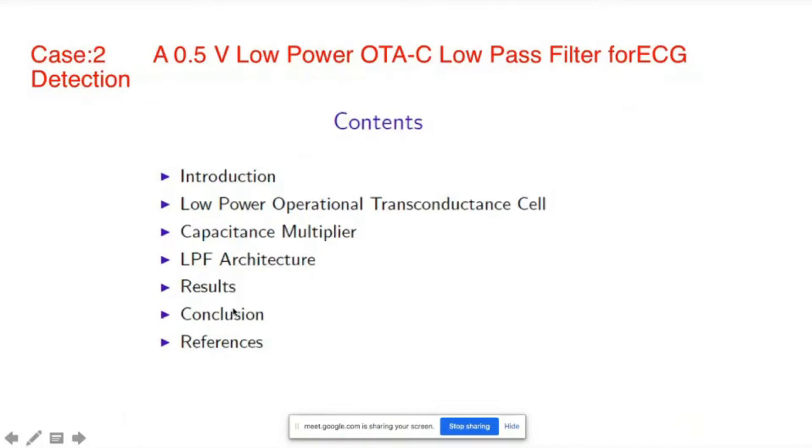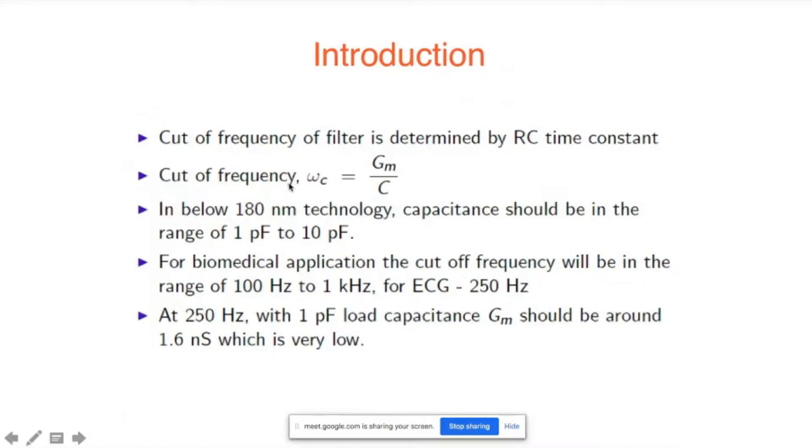Now the cutoff frequency of the filter is determined by the RC time constant. That means omega C will be nothing but Gm by C. In below 180 nanometer technology, capacitance should be in the range of 1 picofarad to 10 picofarad, which I was already telling. So this is normally the benchmark. For biomedical applications, the cutoff frequency will be in the range of 100 Hz to 1 kHz for ECG down to 50 Hz. So if you see this frequency range, at 250 Hz with 1 picofarad load capacitance, Gm should be around 1.6 nanosiemens, which is very, very low.